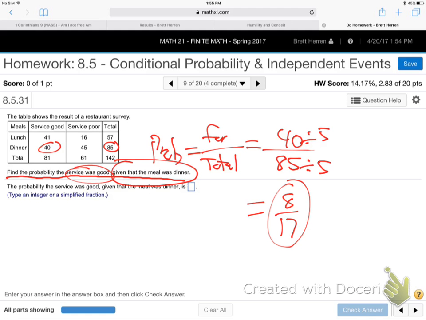So again, the given limits the total, doesn't it? The given limits the total. You're just talking about the dinner people.